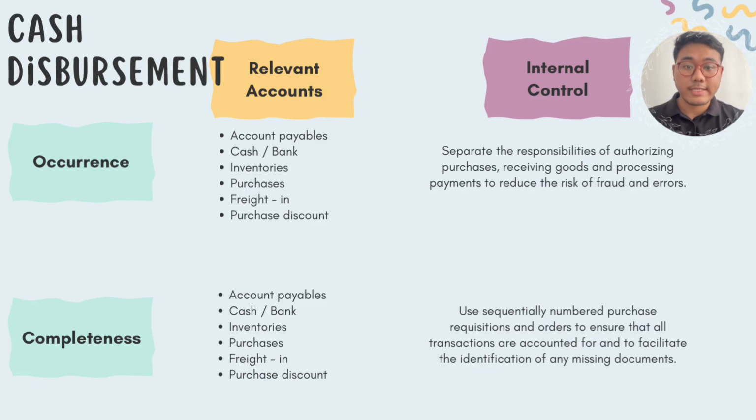We go for cash disbursement. Let's discuss the occurrence in the cash disbursement cycle. This confirms that recorded disbursements actually happened and are related to the entity. Relevant accounts involved include accounts payable, cash or bank, inventory, purchases, purchase returns, and purchase discount.